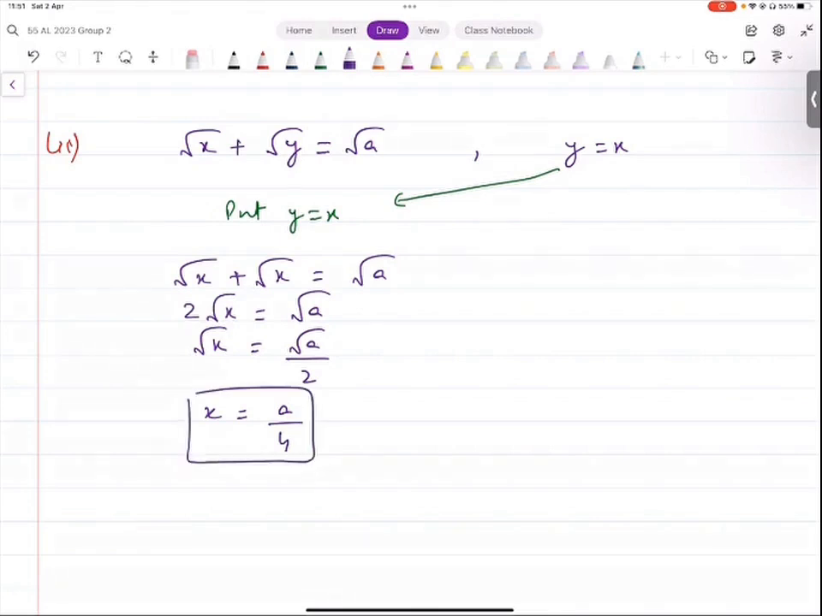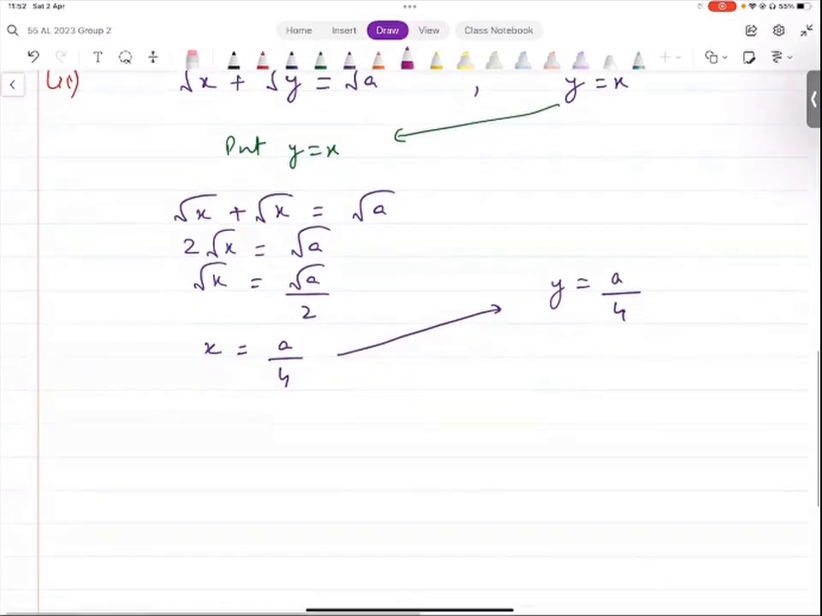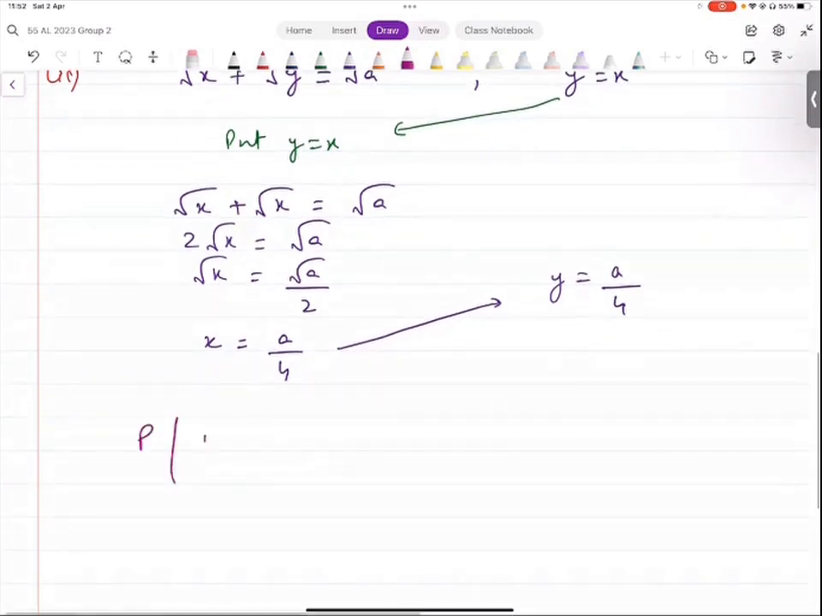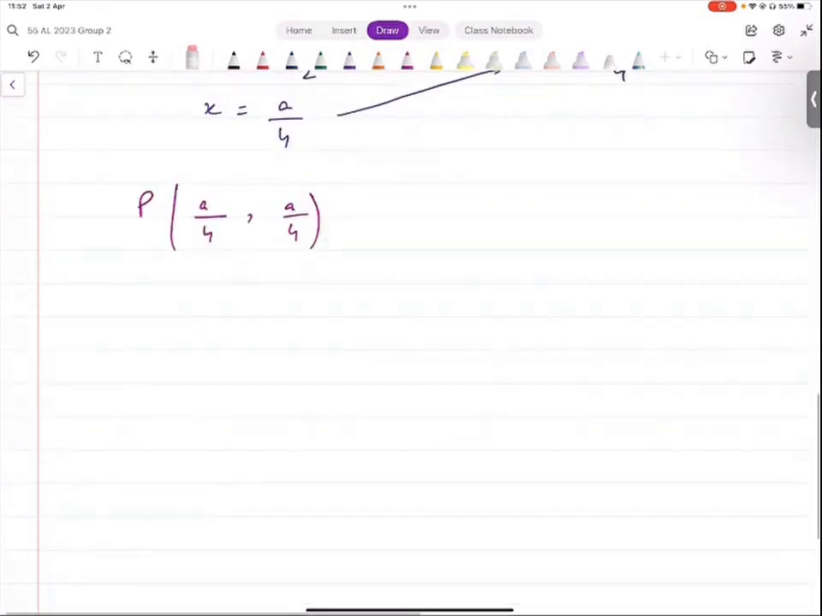अगर ये x coordinate है तो y coordinate क्या आएगा? That's also the same because y equals x है तो y is also a over 4. The point P is a over 4 and a over 4. These are the coordinates of this point. A over 4 and a over 4. Okay. So we got the point P.